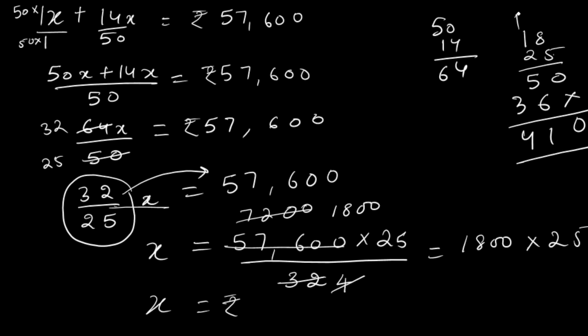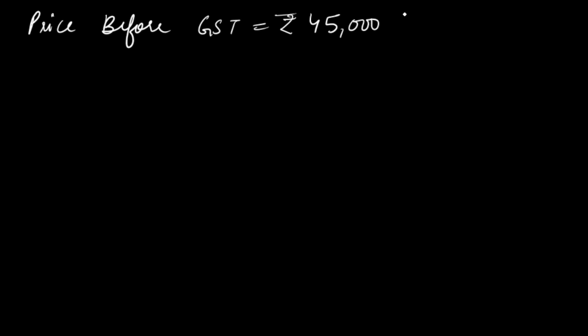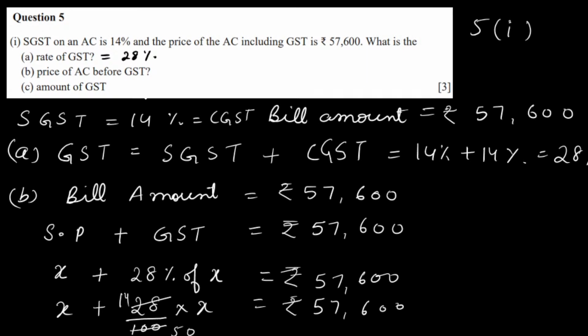8 into 5 is 40. 5 into 1 is 5, plus 4, 9. So it is 450. Along with that, two zeros I have to write. So 45,000. So the selling price, that means the price before GST, is equal to 45,000. This is the selling price. It doesn't include GST.